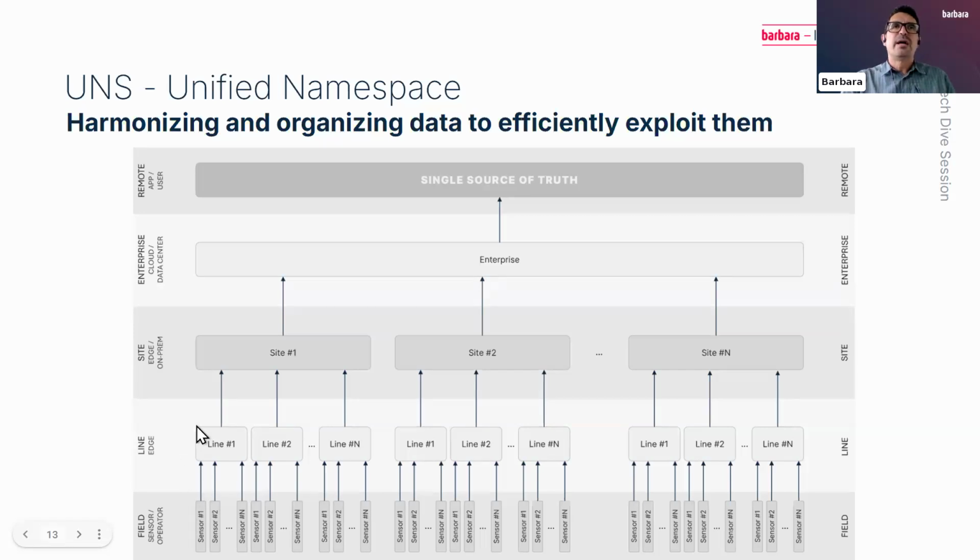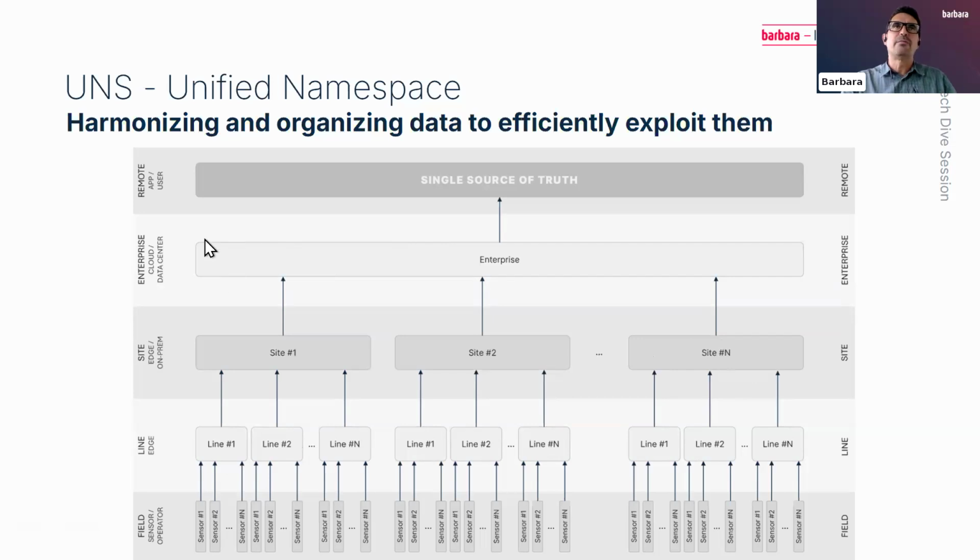So we want to have an edge node located at the line level, one edge node per line, getting all the information from the sensors connected to that line. Then we will have another level where we deploy an edge node at the site level, one more edge node per plant receiving all the information from the lower level. So if I have 3 different plants, I will have 3 different edge nodes here.